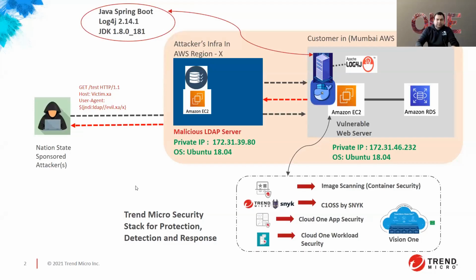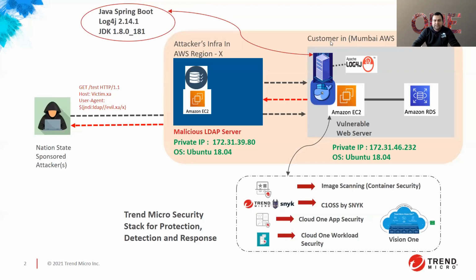So today we're going to see a live exploit of one of these sample vulnerable applications. So let me first discuss this architecture and we'll jump into the demo of workload security followed by application security. As you can see on the top right hand side, this particular environment is built on AWS.